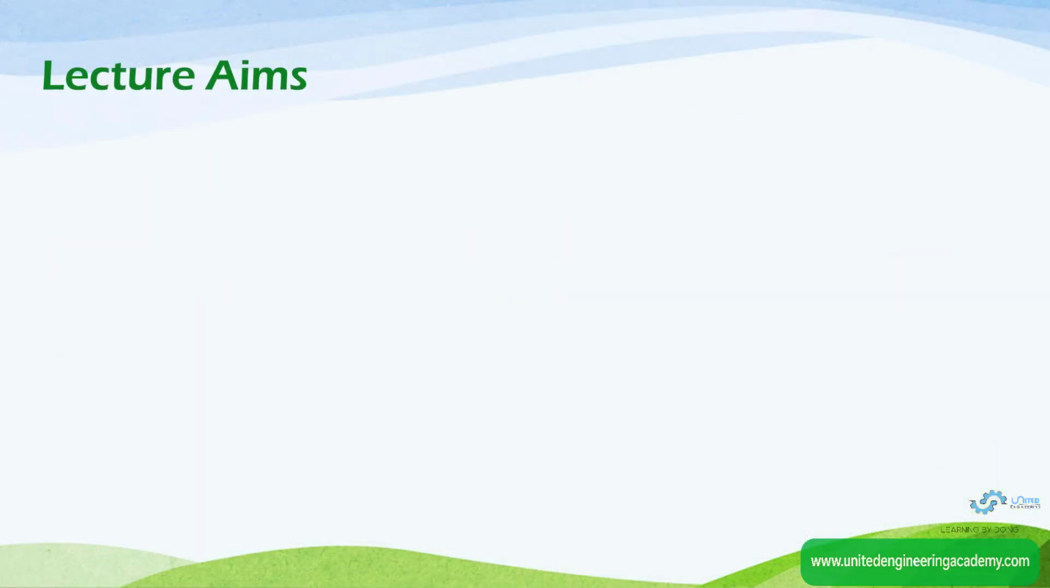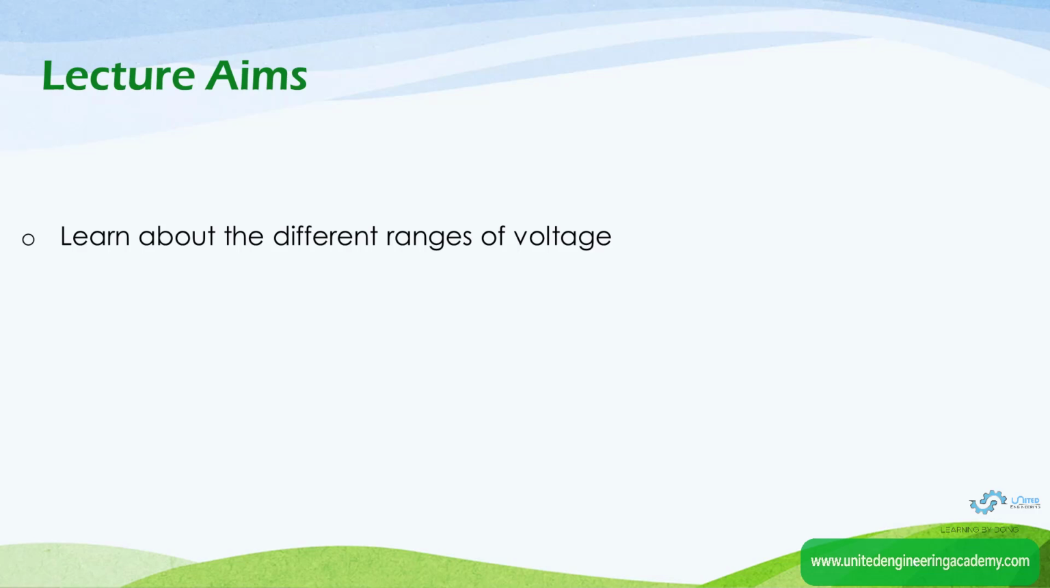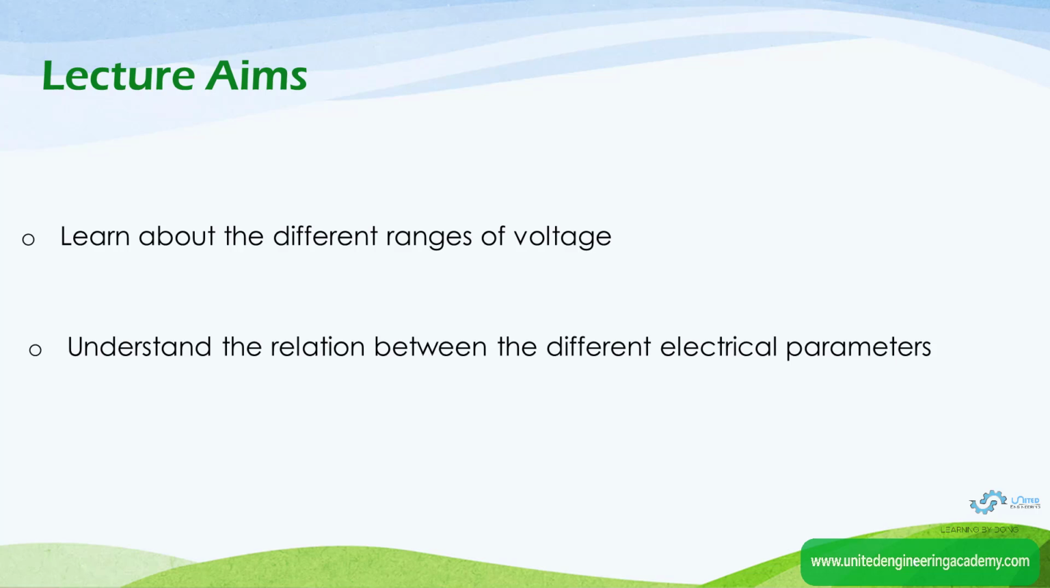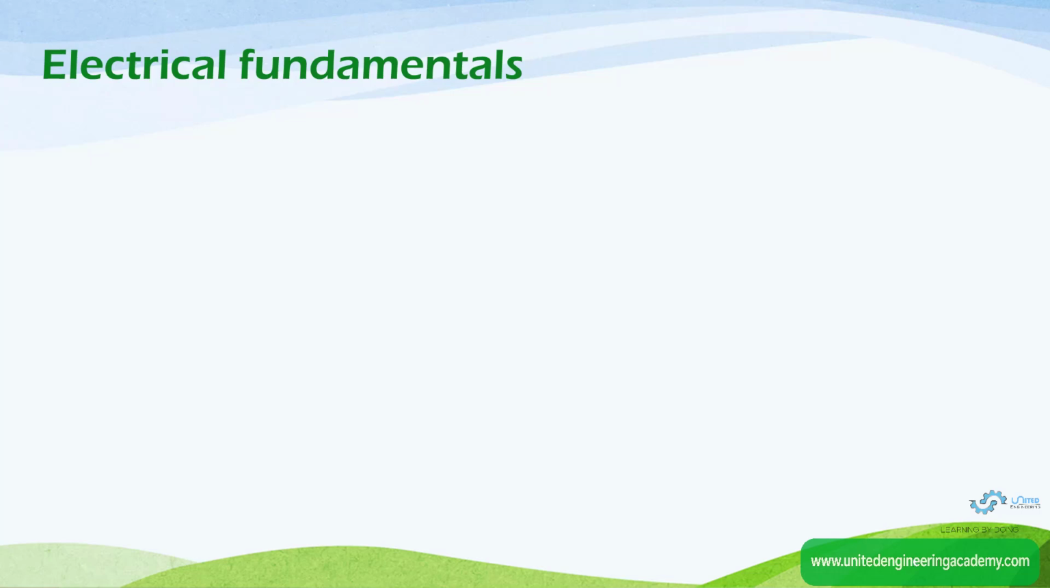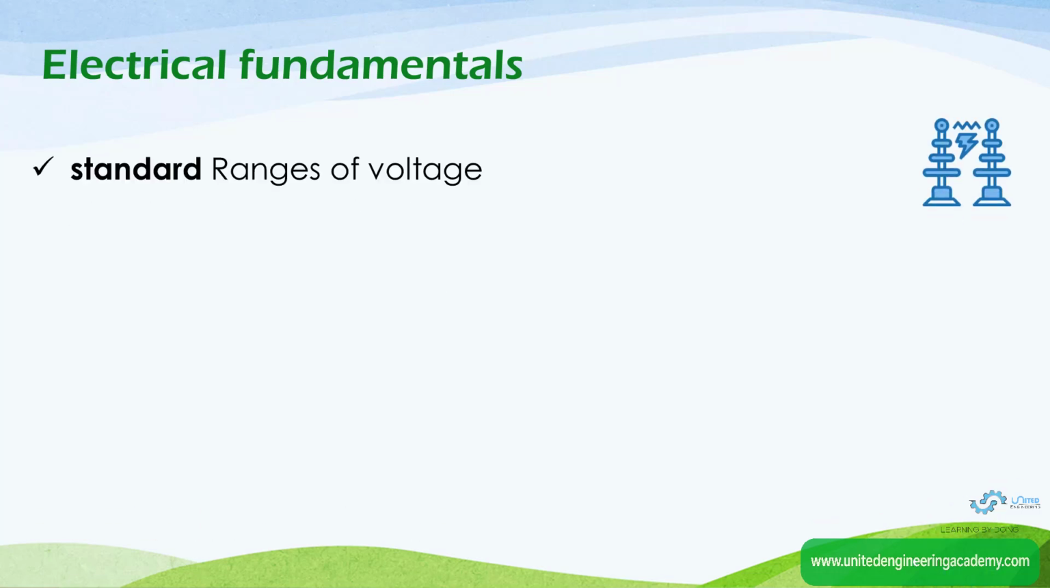The aim of this tutorial is to know what the different ranges of the voltage are that are used in the electrical field. Also, we will learn the relation between the different engineering parameters like the voltage, the power, the current, and so on. So let's go ahead. Indeed, there are some standard ranges of the voltages that are used in the different electrical applications, and those different ranges are categorized according to some standards for us to know the types or the categories of the voltages that we are working with.